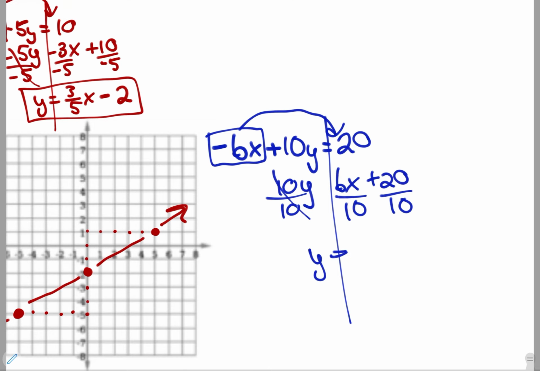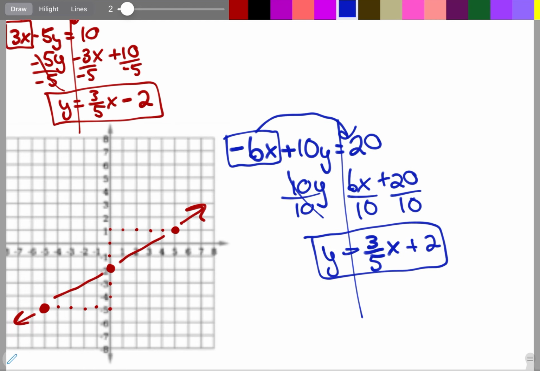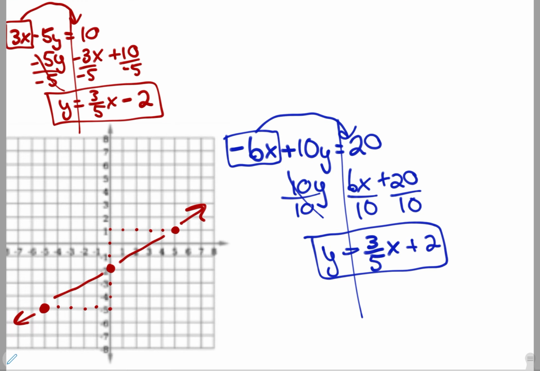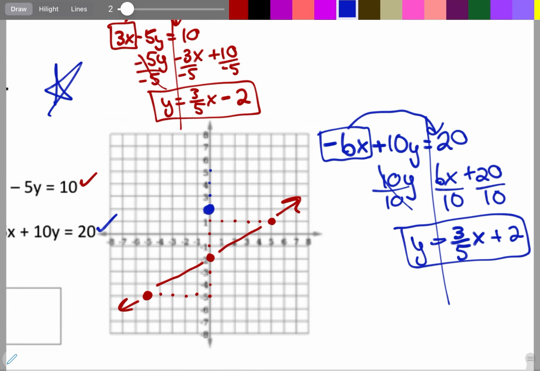Calculator, if you type in 6 divided by 10, that's going to simplify to 3/5, because you're going to divide by 2, top and bottom. And then right here, 20 divided by 10 is 2. So these 2 lines, they got the same slope, but they got different b values. That's how that situation is going to look, starting here at +2. Same thing, up 3, right 5, and the same in the other direction.